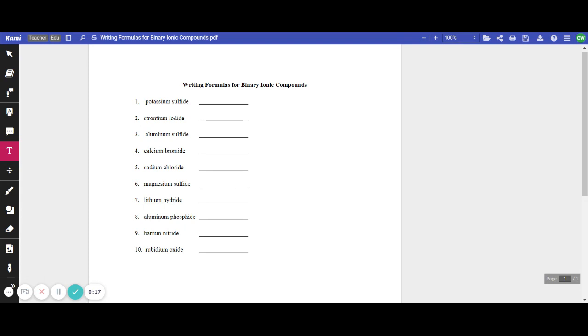All right, one thing you've got to remember is that in neutral compounds, the oxidation numbers cancel out. So if I have a +2 and a -2, they equal 0. And the subscripts multiply those oxidation numbers to make them equal 0. So you kind of have to use a little algebraic thinking to help you with this.